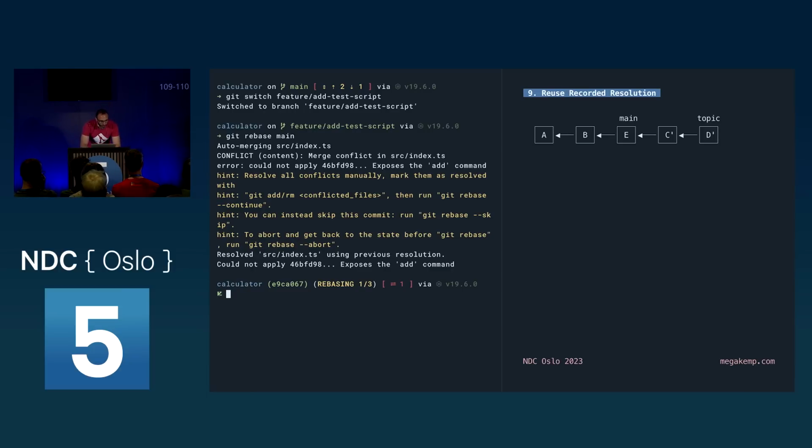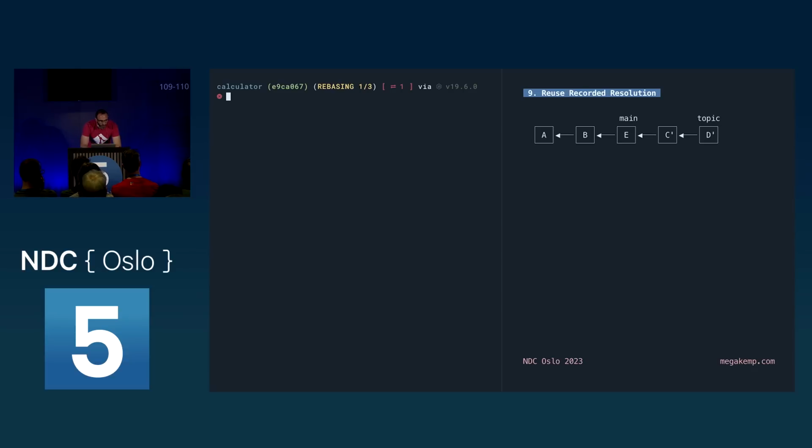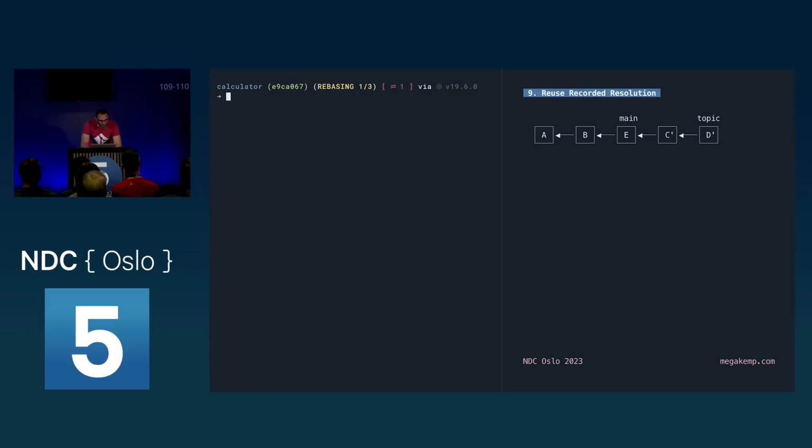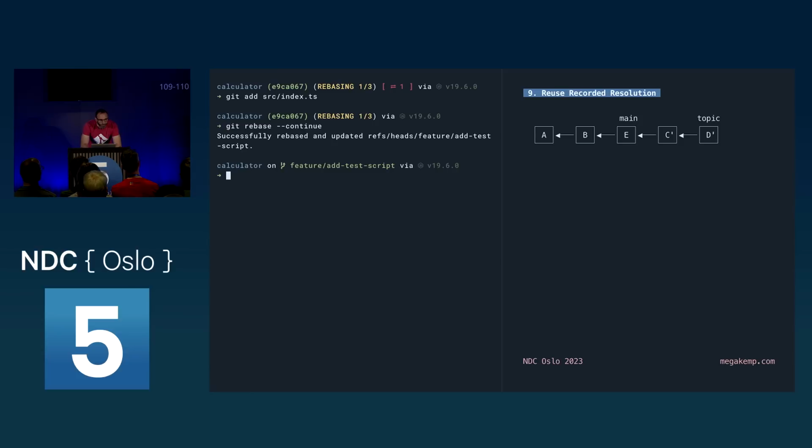So you can take a look at the file, src index. You see that it reapplied the addends like we have done previously. So this looks good. Let's confirm that it does by adding it to the index, and then we say rebase continue. And now we're done. Okay? And this, of course, works with other ones.